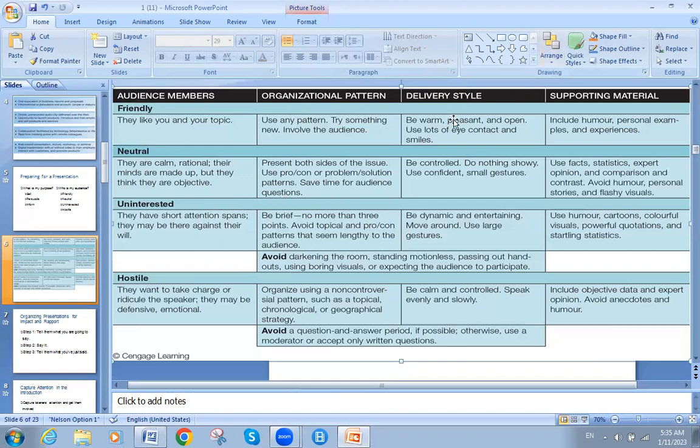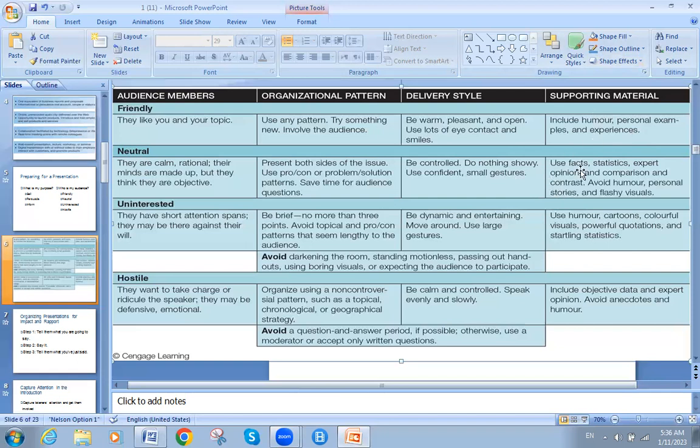What about the delivery style? The delivery style here: be controlled. Do nothing showy. Use confident, small gestures. Because it's a little bit formal, it's not like the previous one, which is friendly, where you would be warm and pleasant. No, here you would be very controlled. You do nothing showy to attract them, just be very controlled. Use confident, small gestures.